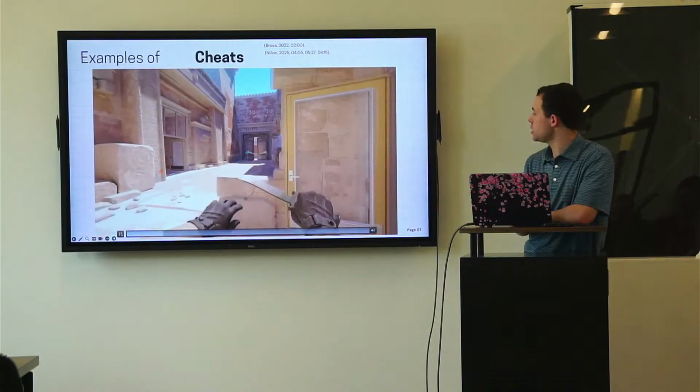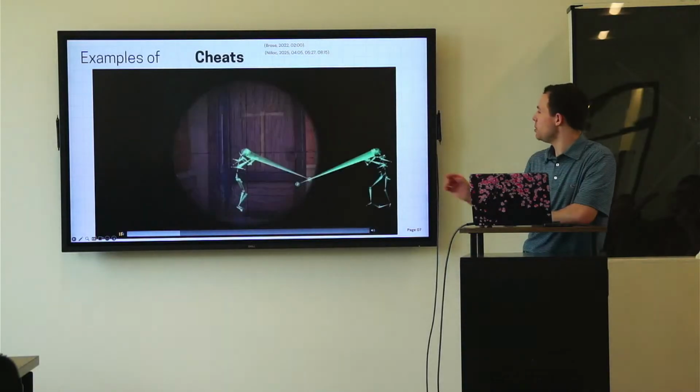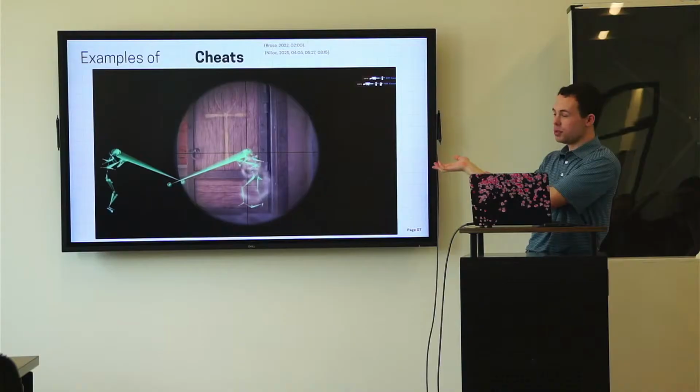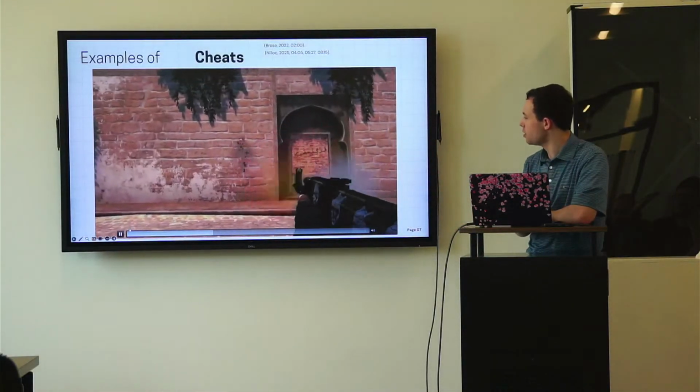Next is a wallhack. This is specifically Counter-Strike 2. Normally, you are not supposed to be able to see if there is another player behind the wall, and then also you can see their vision.